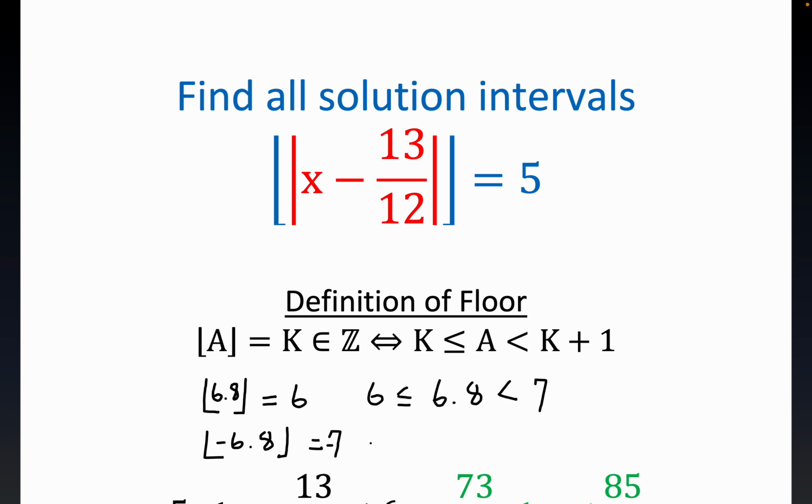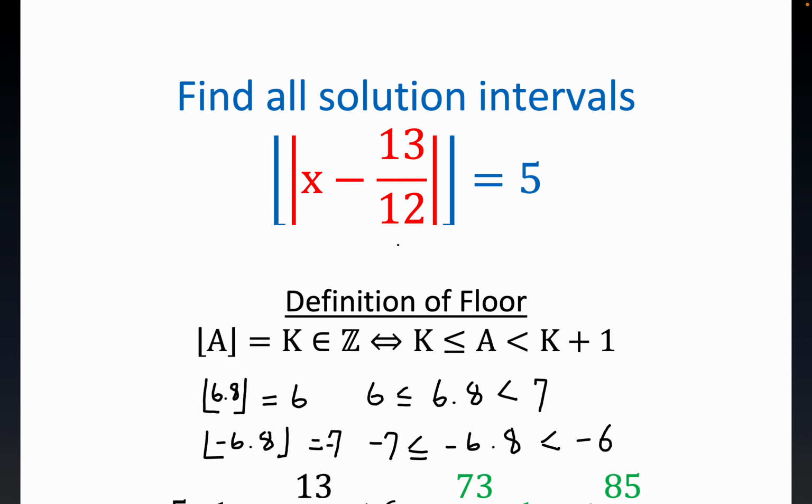That's because minus 7 is less than or equal to minus 6.8, which is less than minus 6, right? So that's the way it works. It's called the greatest integer function. And negative 7 is the greatest integer less than or equal to negative 6.8. It's the same thing. It's just how the minuses go in the opposite direction. So that's what's going on.